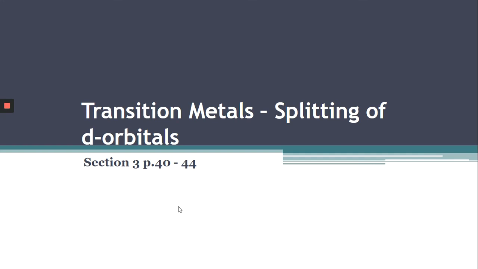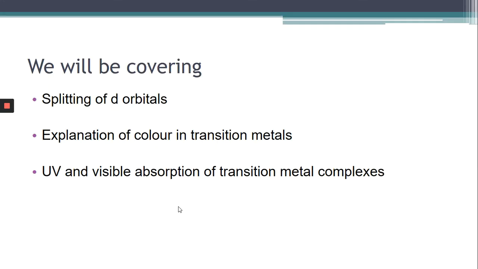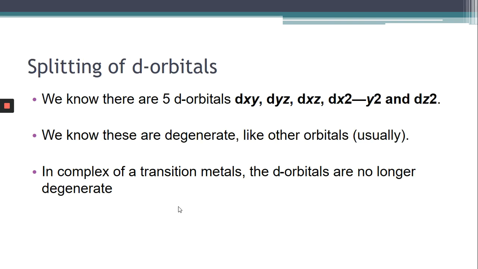Looking at the splitting of d-orbitals. We're going to be looking at how this explains or gives us information about the colour of transition metals, and whether the light that's relevant to the UV or visible spectrum also affects whether or not we see a colour. So we already know from the atomic orbital section that we've got 5 d-orbitals: dxy, dxz, dyz, dx squared y squared, and dz squared.